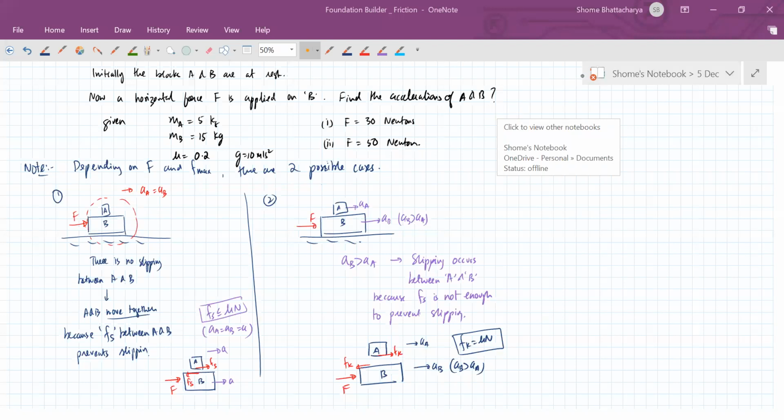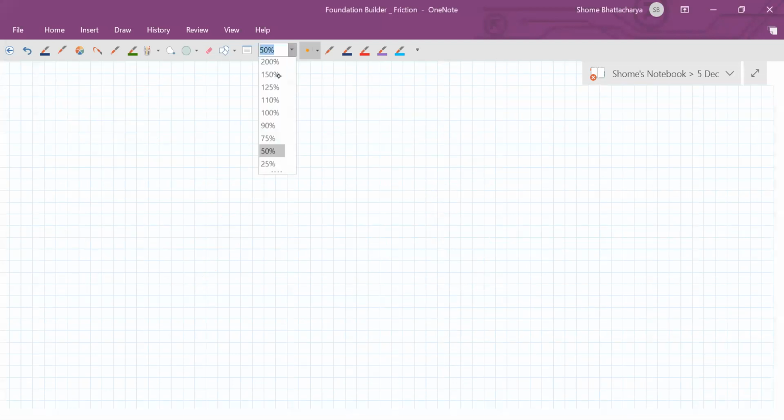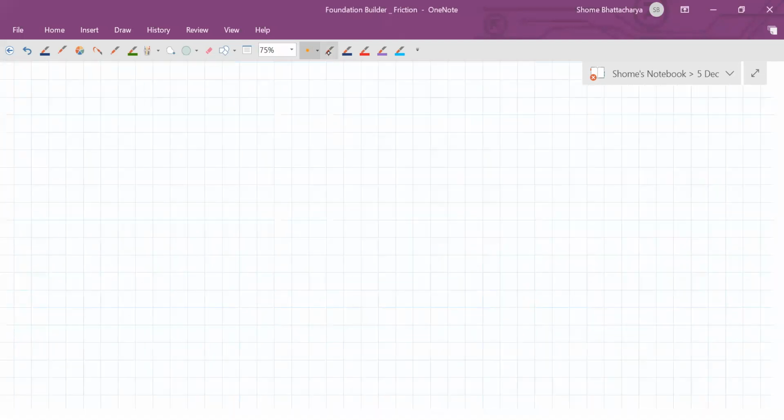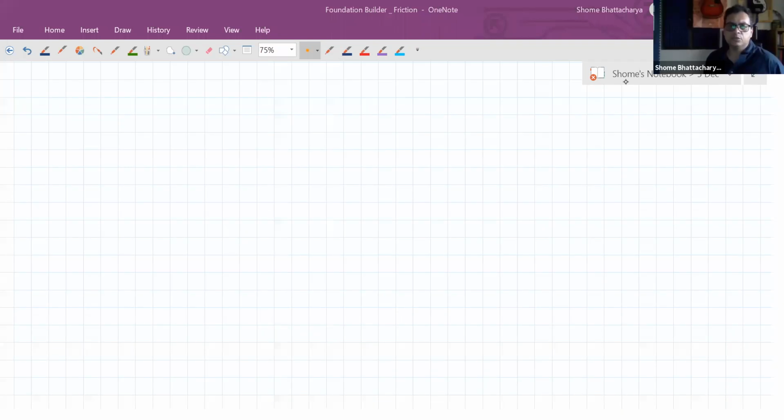Kunj, actually in the first case, they will have common acceleration. Let's understand why. So, we have to first of all develop some method for understanding whether or not common acceleration is there, which of the two cases is occurring. So whether we are looking at part 1 or part 2, whatever the value of force, we always have to first rule out whether there is slipping or not.